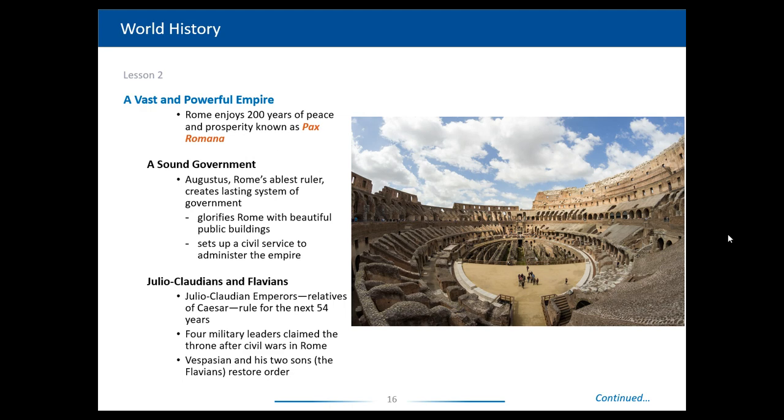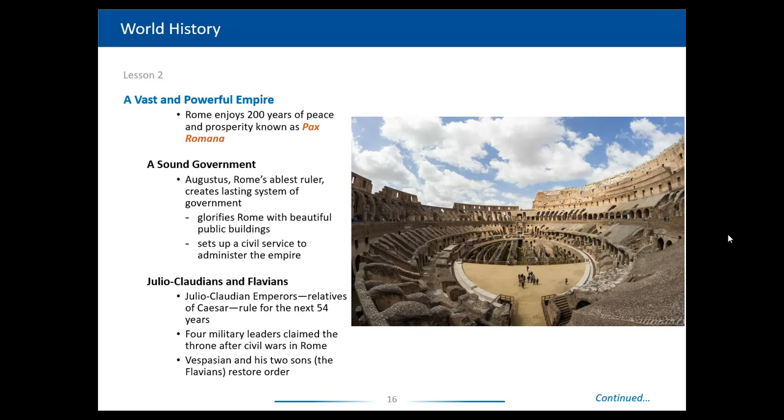Julio Claudians and the Flavians. Julio Claudian emperors are relatives of Caesar. Julio Claudians are the relatives of Caesar, and they ruled for the next 54 years.